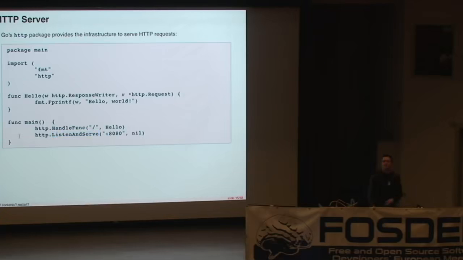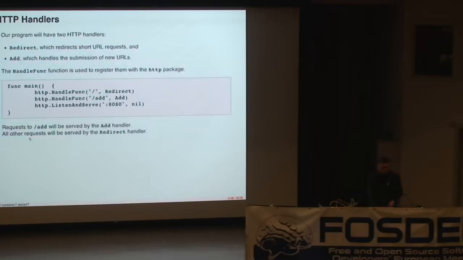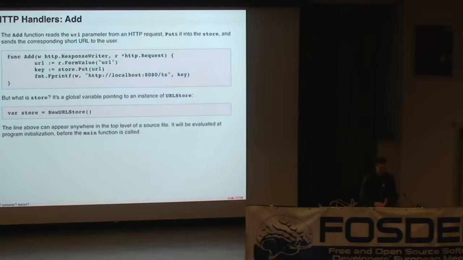So how can we leverage this to actually implement GoTo's HTTP interface? Well, our program needs two HTTP handlers. It needs a redirect handler, which will take incoming shortened URLs and provide an HTTP redirect to the longer version of that URL. And I have the add handler, which handles the submission of new URLs and returns the shortened versions. So in our program's main function, we'll use handlefunc to register these two new functions, redirect and add, under the webroot and slash add. And the semantics of this is that requests to slash add will go to the add handler, and then requests to anything else will get sent to redirect. And this is the behavior that we want for this program.